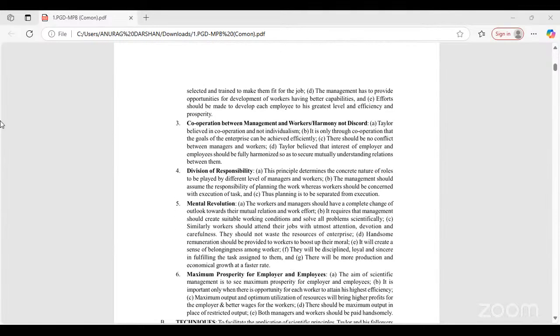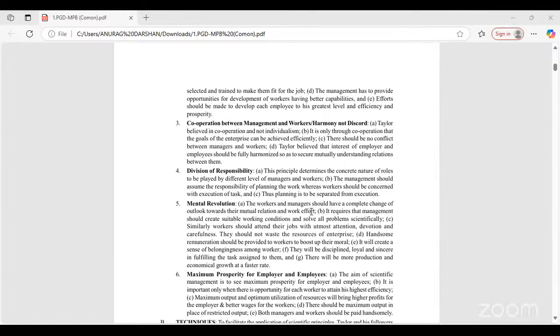Okay. And then you have the cooperation between the management and the workers, the harmony. So Taylor believed in cooperation and not individualism. You're not in favor of individual employees, but you believe that with cooperation, I help you, you help others, that other person will help another person, and together we achieve the task. So he believed in cooperation and achieving the goals of an enterprise, not the individual goals. He was talking about the organizational goals.